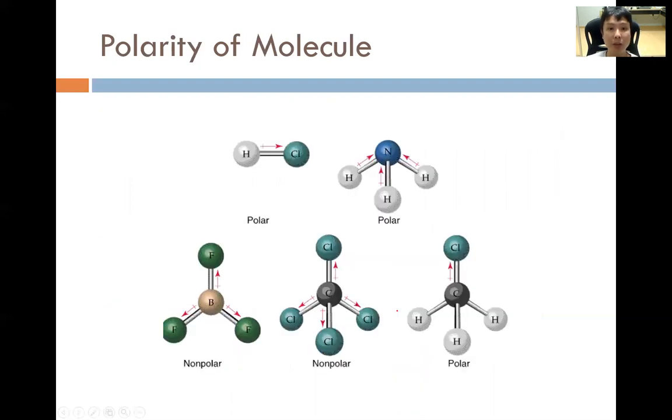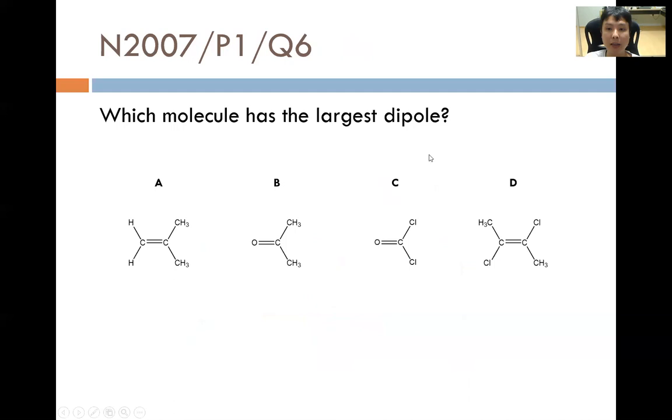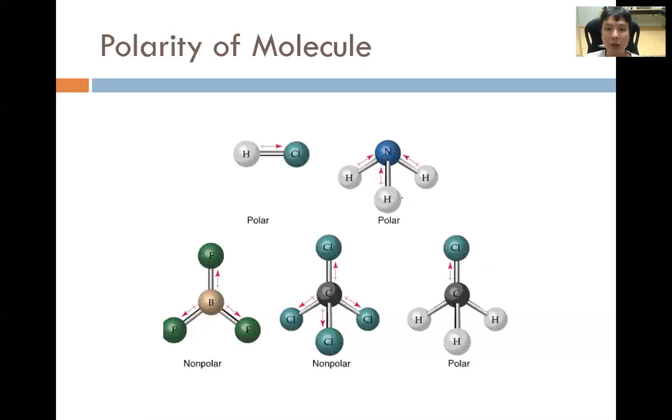A few examples. For HCl, chlorine is more electronegative than hydrogen, so we'll draw an arrow in this direction. This bond vector will not cancel out with anything when you add to other bond vectors. In fact, this is the only one. So this is a polar molecule. Next, NH3. The important thing is that you need to combine this with the shape of the molecule. NH3 is trigonal pyramidal. So when you draw the bond vectors along the N-H bonds and add these three vectors up, you will get an overall dipole moment that's pointing in the upward direction.